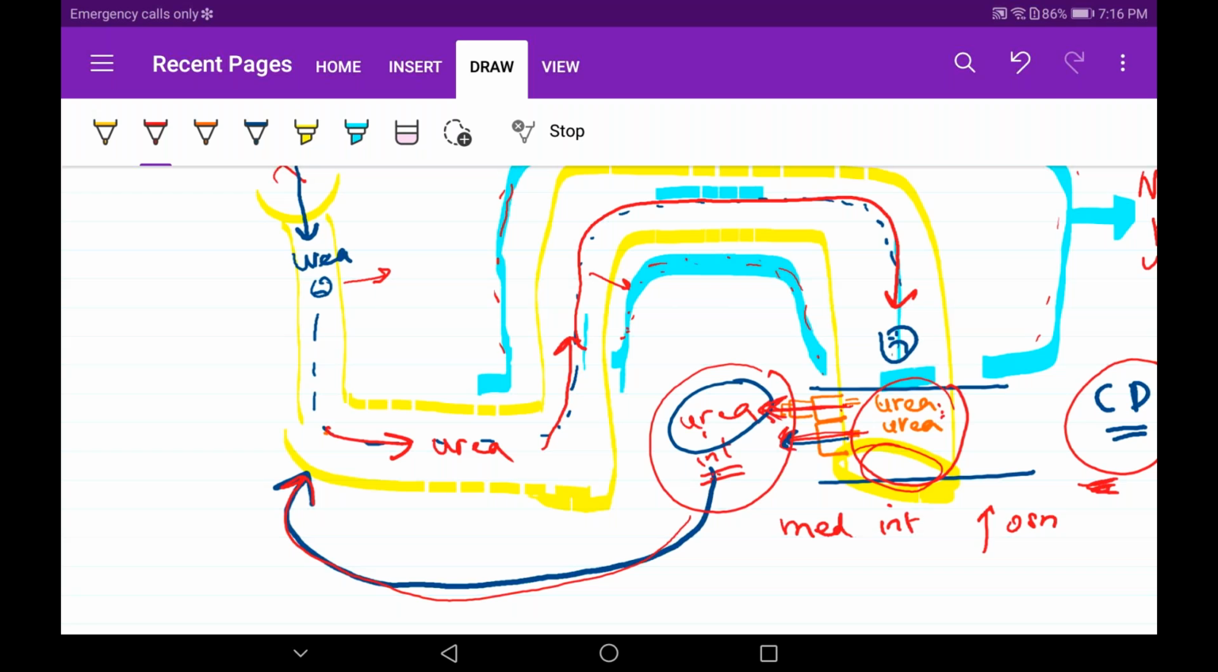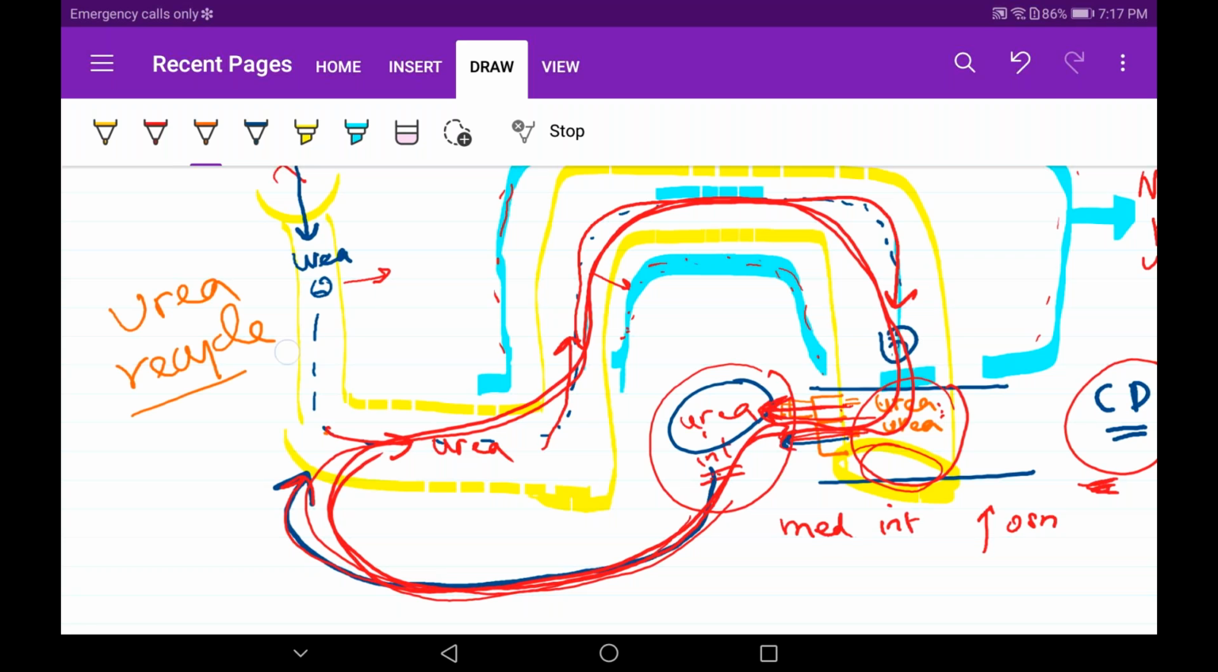So what am I giving the name for this phenomena? Urea recycle. What is it helping me to do? It is helping me to produce hyperosmolarity. So hyperosmolarity means what? Medullary interstitium hyperosmolarity, which is needed for what? Concentration of urine. Yes, we have completed the aspect of urea. Just tell me if there are any doubts. Let's move to the next aspect.